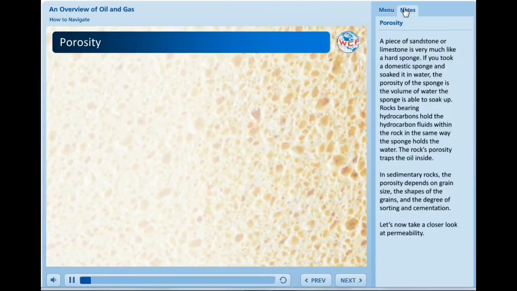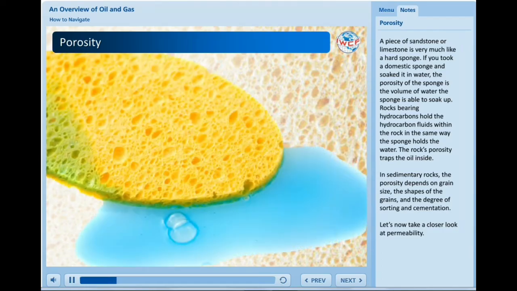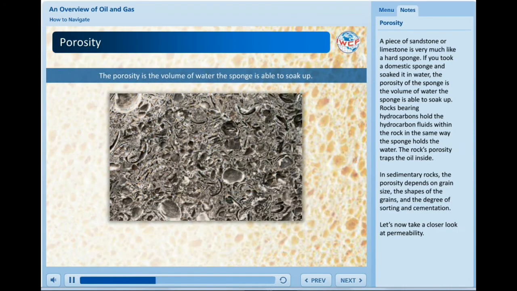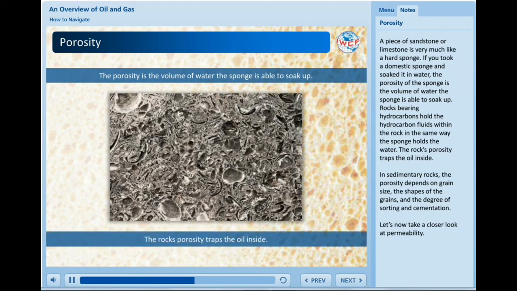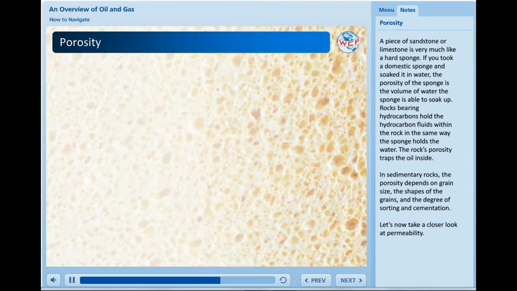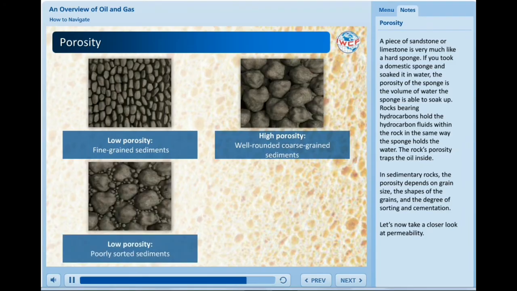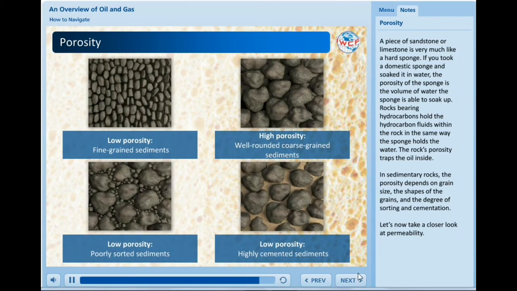A piece of sandstone, or limestone, is very much like a hard sponge. If you took a domestic sponge and soaked it in water, the porosity of the sponge is the volume of water the sponge is able to soak up. Rocks bearing hydrocarbons hold the hydrocarbon fluids within the rock in the same way the sponge holds the water. The rock's porosity traps the oil inside. In sedimentary rocks, the porosity depends on grain size, the shapes of the grains, and the degree of sorting and cementation. Let's now take a closer look at permeability.